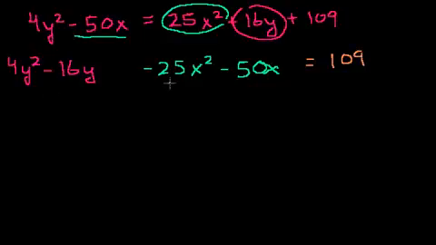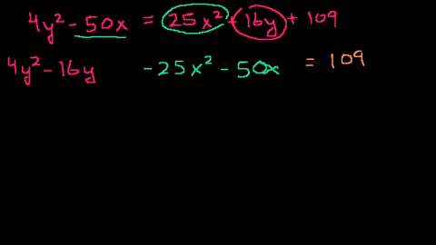And now that we have the x's and the y's on the same side of the equation, we know the general direction we're going to go in. They have different coefficients, and one is positive and one is negative. So that lets us know that we're dealing with a hyperbola. So let's complete the square and get it into the standard form.